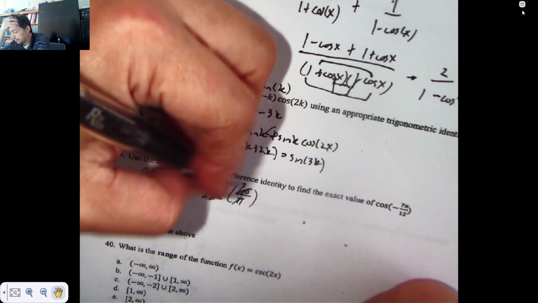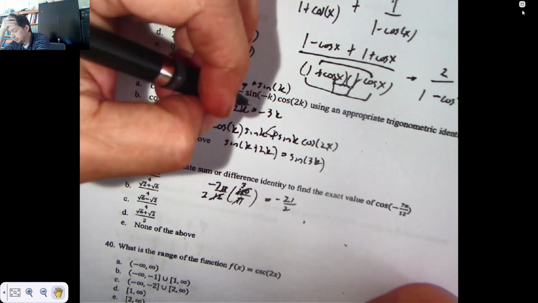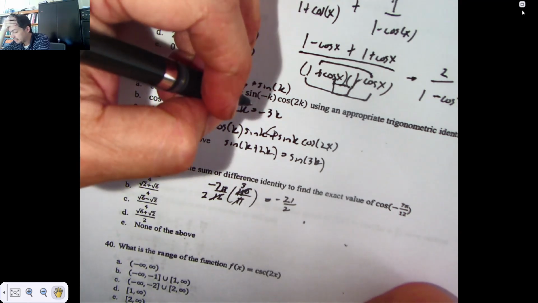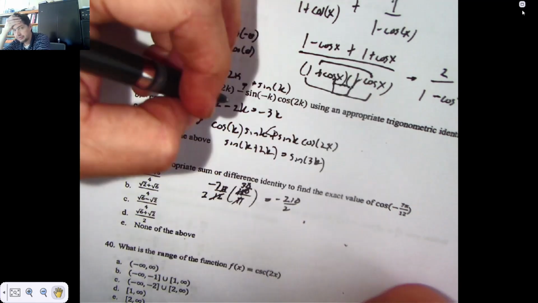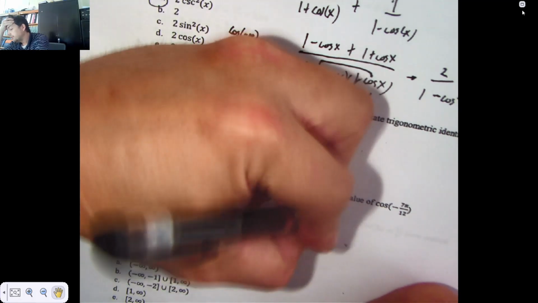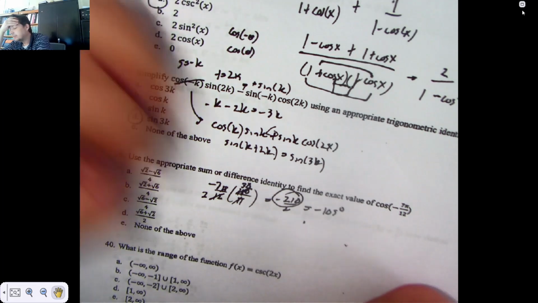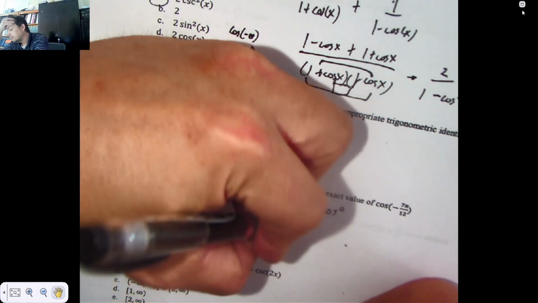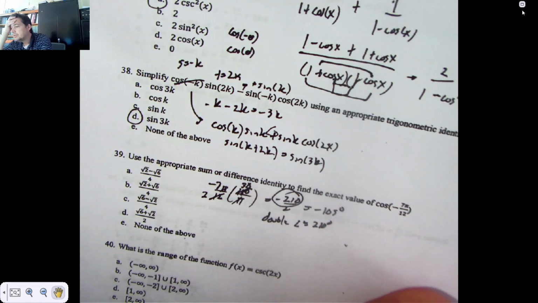So we're going to get negative 21 over 2. That does not seem right. Oh, 30, negative 210 over 2. Whew. All right, good. So this is negative 105 degrees. This is the big thing: the double angle is negative 210. And we want the cosine, so we're going to use this little formula right here.